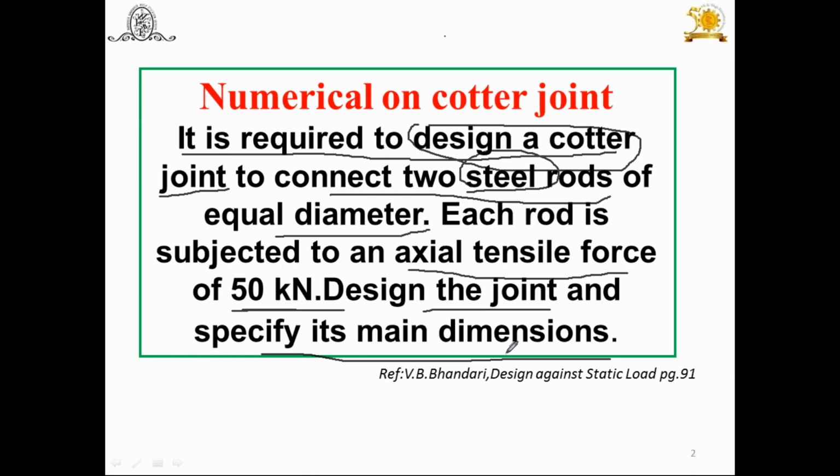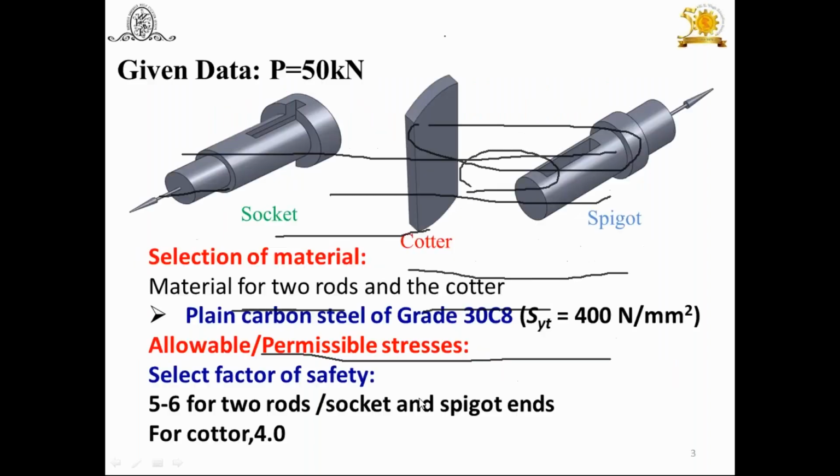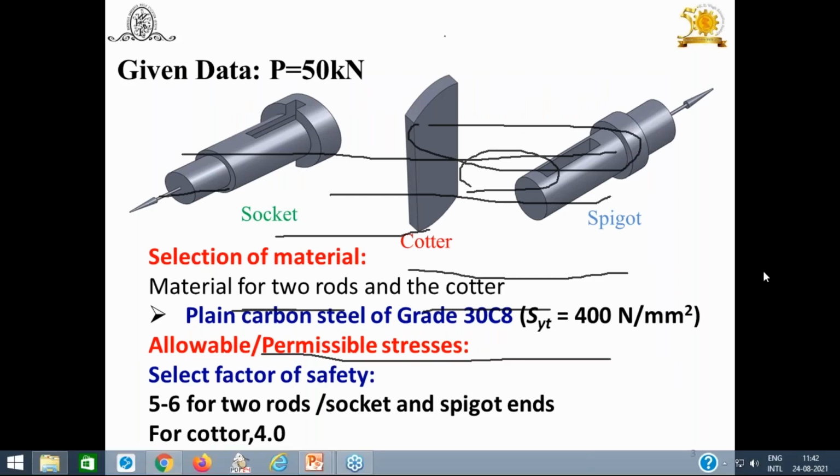What do you have to do? First of all, you have to select the material by using a data book or design data book. You can select it, and based on that you get the SYT, or you can select the factor of safety. The yield tensile strength and all this data is available in any design data book, or you can refer to V. B. Bhandari's book also, no problem. So let us start here on how to solve this problem.